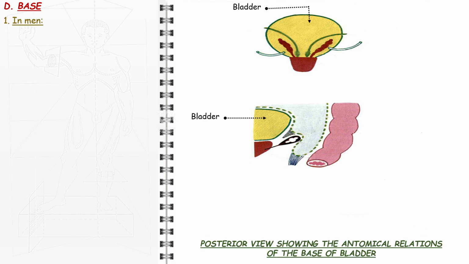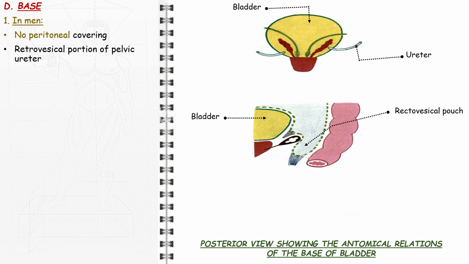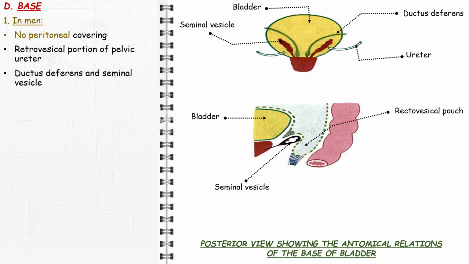The base of the bladder is divided by the opening of the ureters into a lower trigonal part and upper retrotrigonal part. In men, the retrotrigonal part is in contact with ductus deferens and the tip of seminal vesicles, and the trigonal part is in contact with the ampulla of ductus deferens, the body and neck of seminal vesicles, and the base of the prostate. The rectum is separated from the urogenital organs by the rectovesical septum.